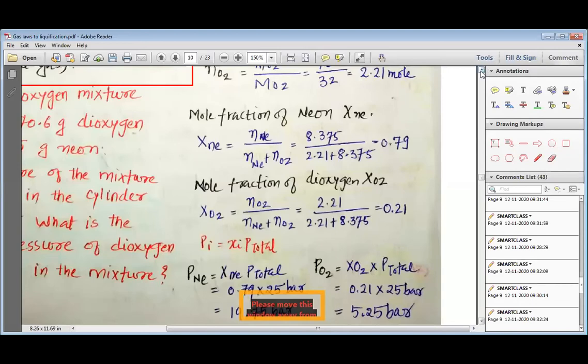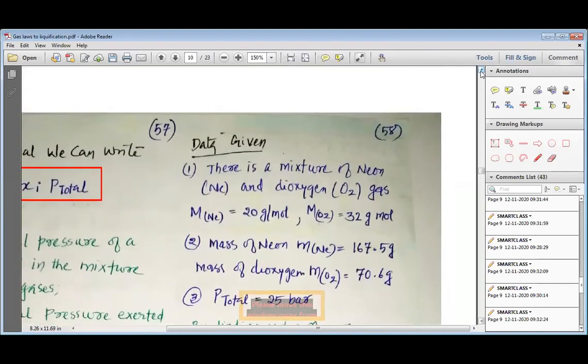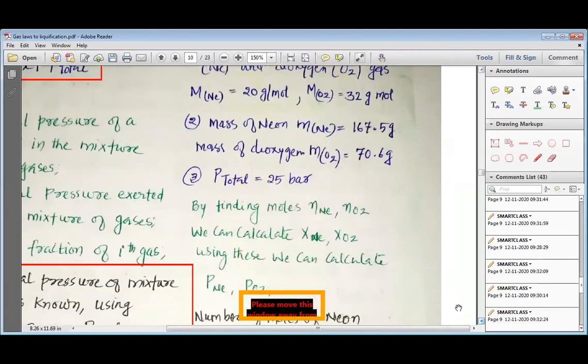We are given the various data. Let us analyze the data in detail. There is a mixture of neon and oxygen gas. We know that the molar mass of neon is 20 gram per mole. Molar mass of oxygen is 32 gram per mole. If you do not know it, you should know it, because it is not necessary that you will be provided this value all the way in your questions.